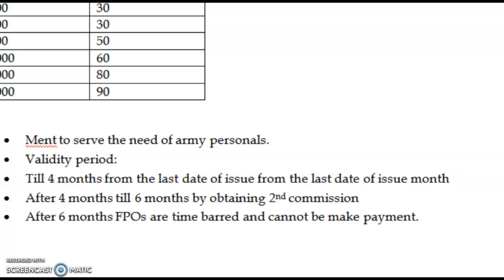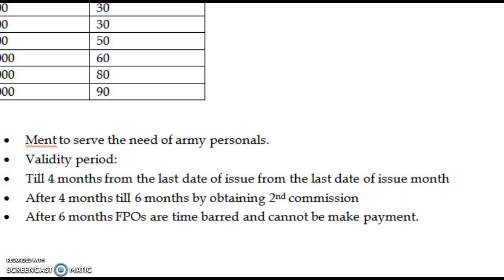You see here the validity period for the Indian postal order is 24 till 36 months. It can be paid after 24 months till 36 months. The normal Indian postal order can be paid with the aid of second commission. Only after 36 months will the validity period expire.